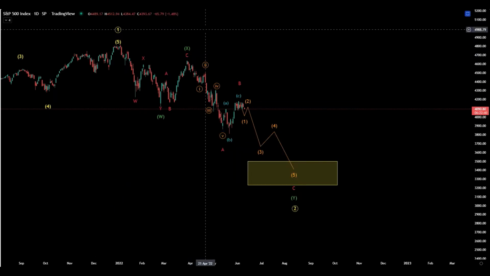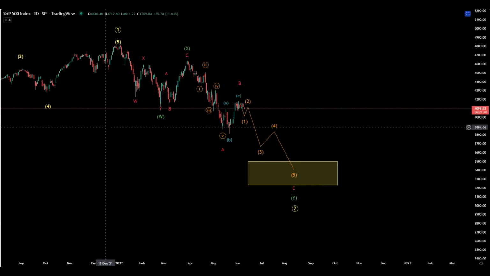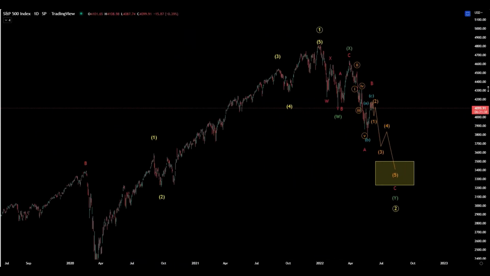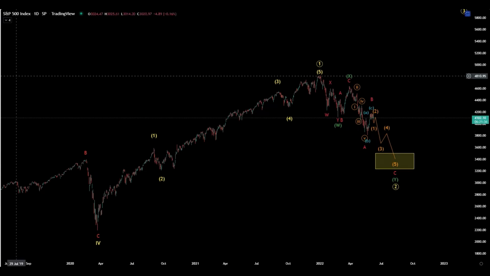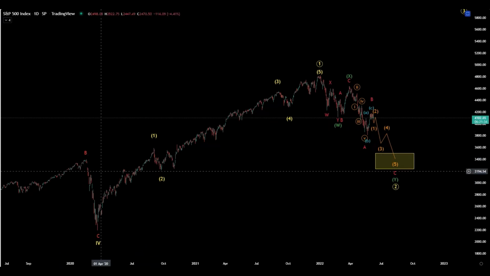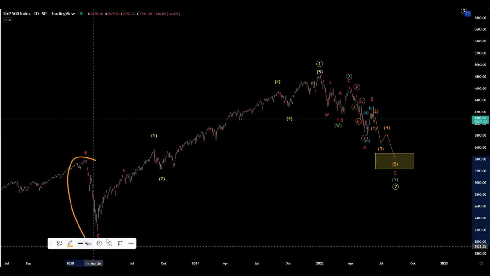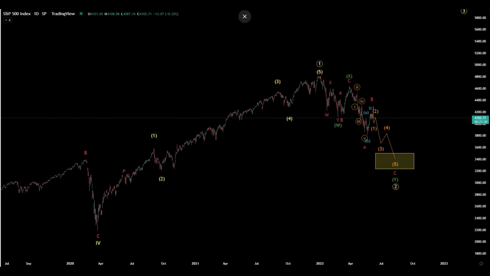Let's get right on to it. So let's recap this entire structure real quick. This is a daily time frame, and starting back at the COVID crash, here's the COVID crash. That's into cycle degree 4 as depicted. I have subcounts for all these, but I don't want to clutter up the chart, so I'm going to take all those off.